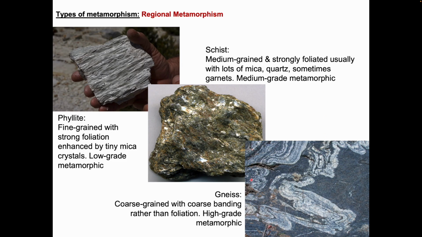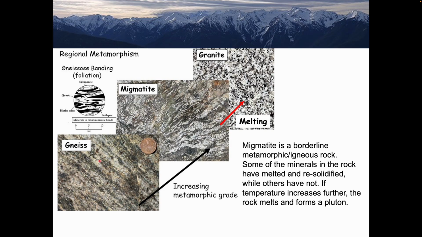And on the lower right we have gneiss, which is a very coarse-grained metamorphic rock with very coarse banding rather than just foliation. When you compress rocks enough, their foliation goes from individual minerals to wider bands of minerals. This is a high-grade metamorphic rock. So what happens when we increase pressure and temperature even further beyond gneiss? Well, that's when certain minerals, primarily quartz and some of the feldspars, actually start to melt. This produces a partially molten rock that we call a migmatite.